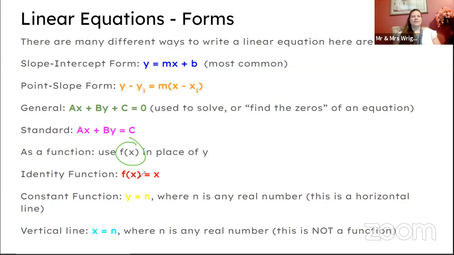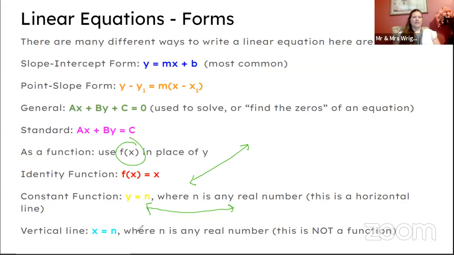An identity function is when the function is y equals x. Remember, that's the one at an exactly 45-degree diagonal angle. A constant function is when y equals a number, any real number, and that's going to be a horizontal line. That looks more like a curve than a line, but it's going to be a horizontal line.